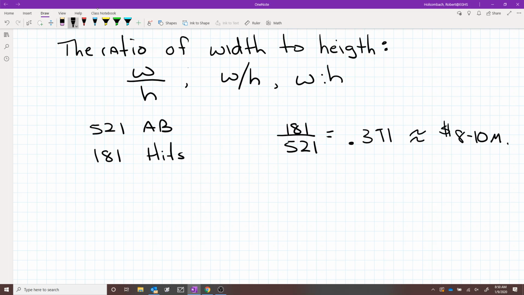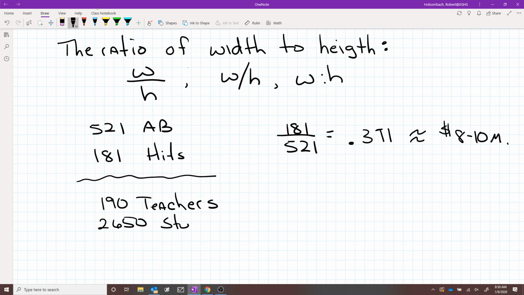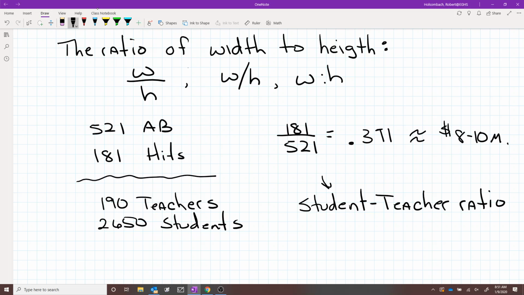So, there's another example down on the bottom of that page. It said in Logan's High School there are 190 teachers and 2,650 students. What is the approximate student-teacher ratio? So look, student-teacher ratio. They're asking for the student-to-teacher ratio.